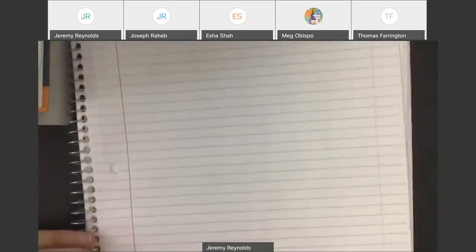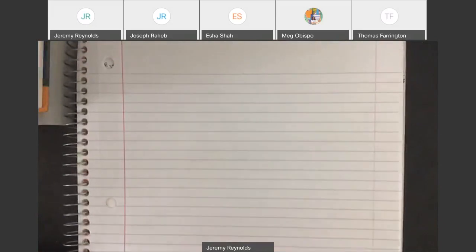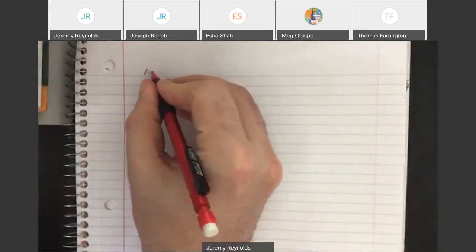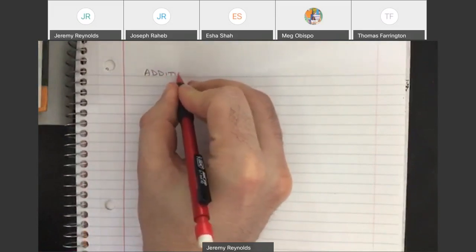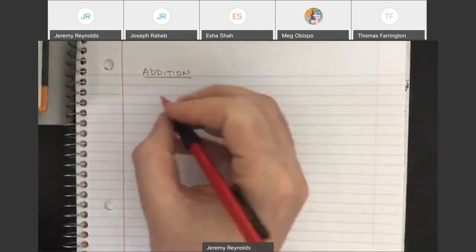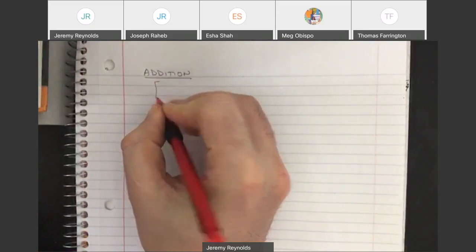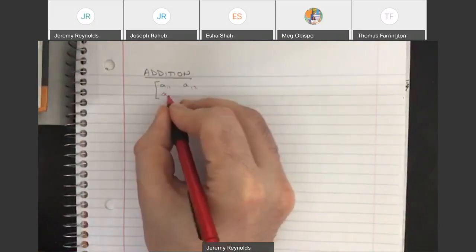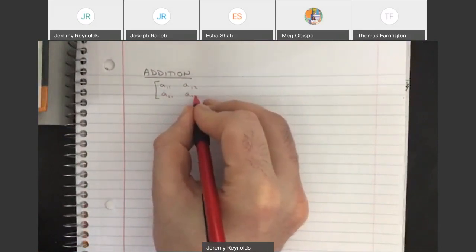The next things we'll talk about are some basic matrix algebra calculations. First thing we'll go over is addition, and this will be pretty straightforward. Matrix addition is really easy. So let's say A11, A12, A21, A22.